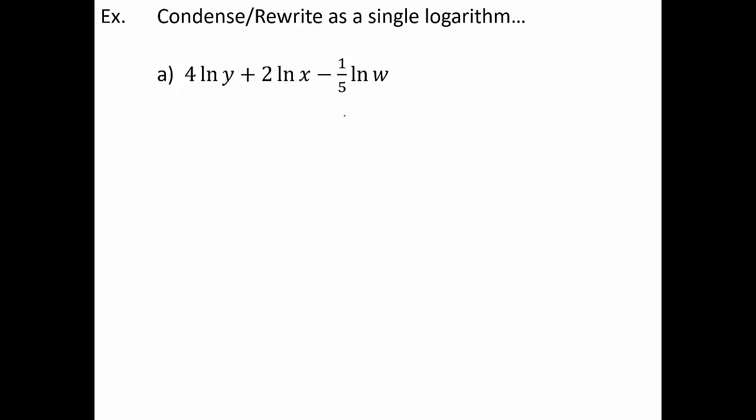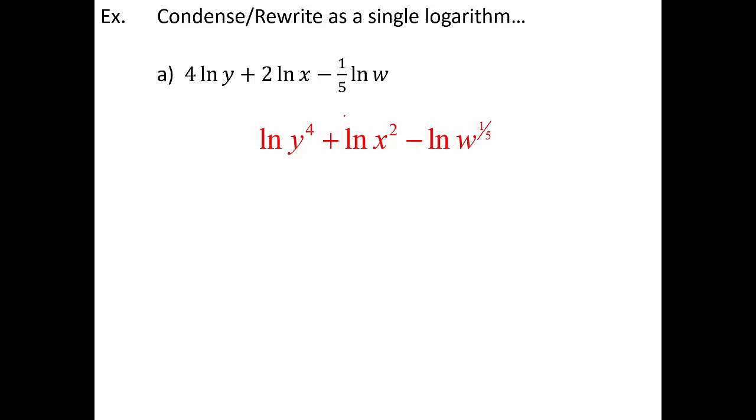Now, when I'm expanding, typically I'll break up the multiplication and division first into addition and subtraction, and then I'll bring the exponents to the front. Well, here we're doing the opposite operations, so we're going to do it in the opposite order. We're going to focus on the exponents first, and then we'll condense the addition and subtraction. So here, if I rewrite this with the coefficients turned back into exponents, 4 becomes ln of y to the fourth, and then 2 becomes ln of x squared, and then the 1/5 comes to the top as ln of w to the 1/5.